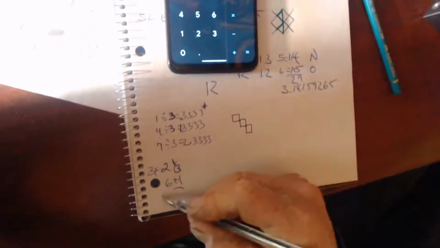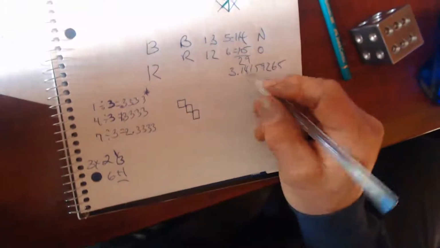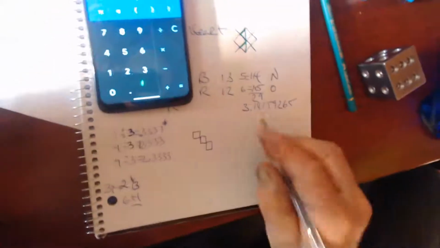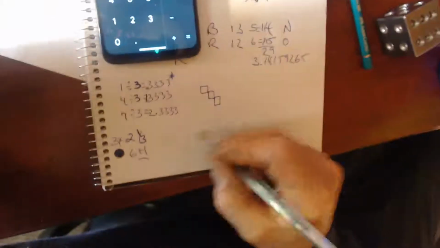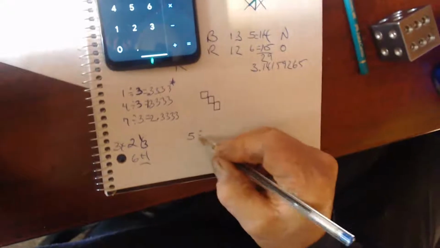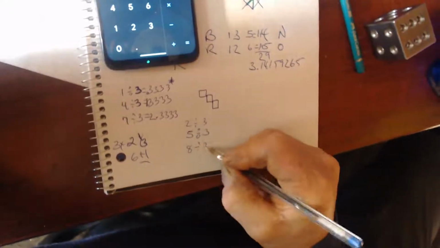So we have to look at the equation like this. And again, it talks about it and explains it exactly like the cube. So that's B and R. If I divide 1 by 3, I get 4 divided by 3. What about 5 divided by 3? Hold on. 5 divided by 3 equals 5 divided by 3. How about 2 divided by 3 and 8 divided by 3?